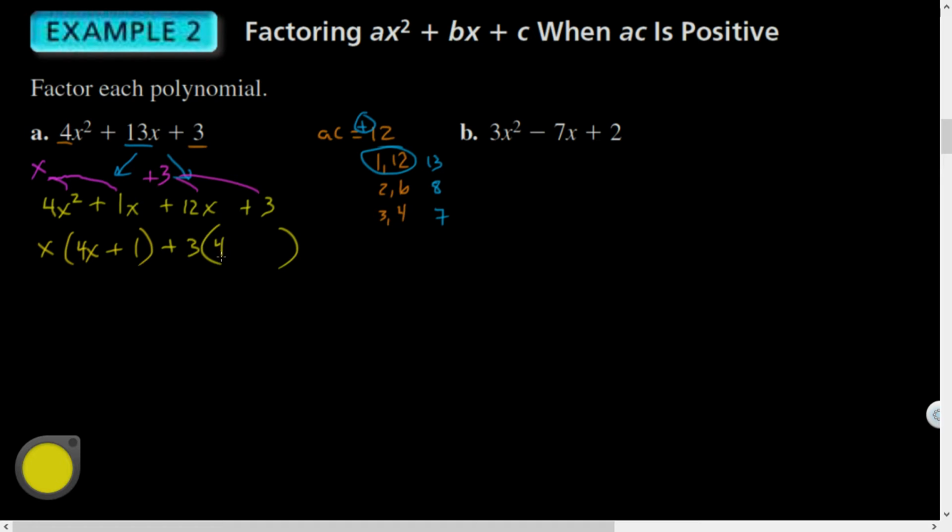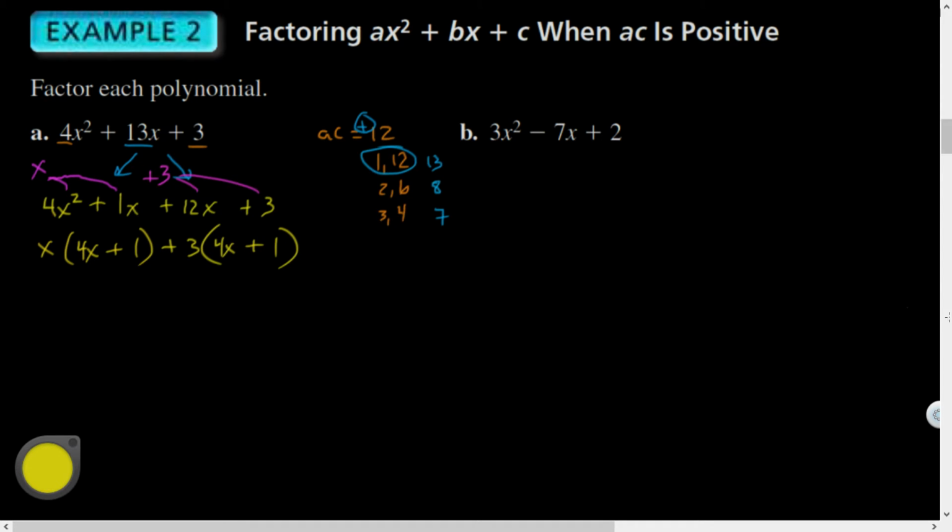3 times 4 is 12, and then I need the x. And 3 times what is 3? Yep, and that's a positive 1. Now notice, if you've gotten this far, your two sets of parentheses, what do you notice about those two sets of parentheses? They're the same. They actually must be the same. Absolutely must, okay? If they don't match, that means you did something wrong prior. So you can use that as kind of like a quick check.